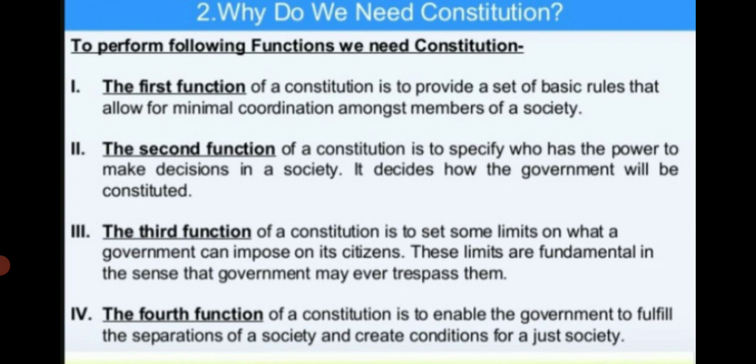The second function of a constitution is to specify who has the power to make decisions in a society. It decides how the government will be constituted. The third function of a constitution is to set some limits on what a government can impose on its citizens. These limits are fundamental in the sense that the government may never trespass them. The fourth function of a constitution is to enable the government to fulfill the aspirations of a society and create conditions for a just society.